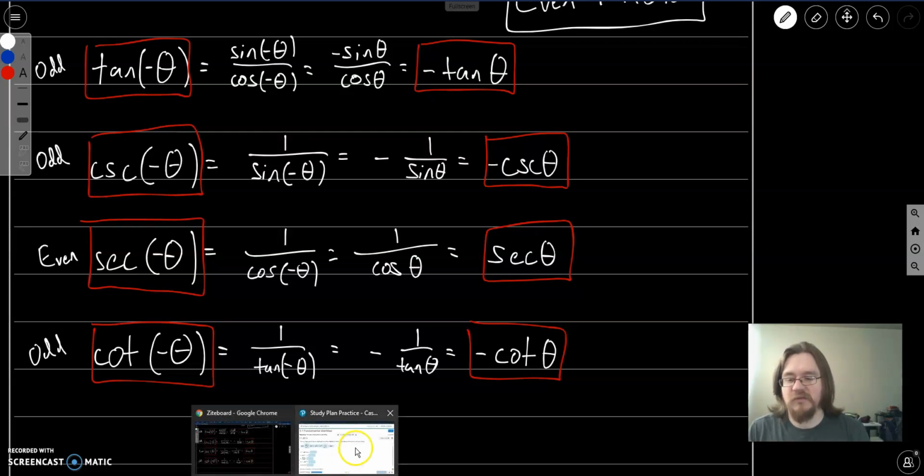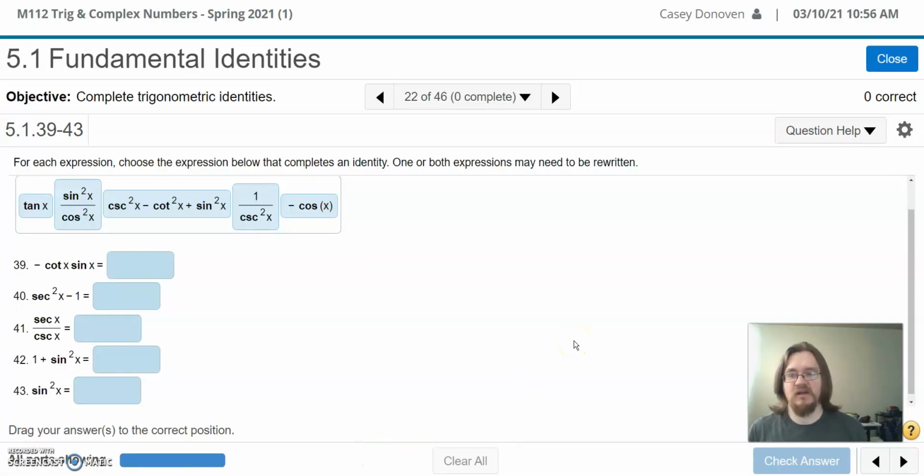So what I would like to do for examples of how to use all of our trig identities is pull up an example question from the textbook and let's look at this. For each expression, we want to choose the expression that completes the identity. Sometimes both of them will have to be rewritten. So let's look at this first one. I have negative cotangent of x times the sine of x. And we have to simplify this to make it match one of these options.